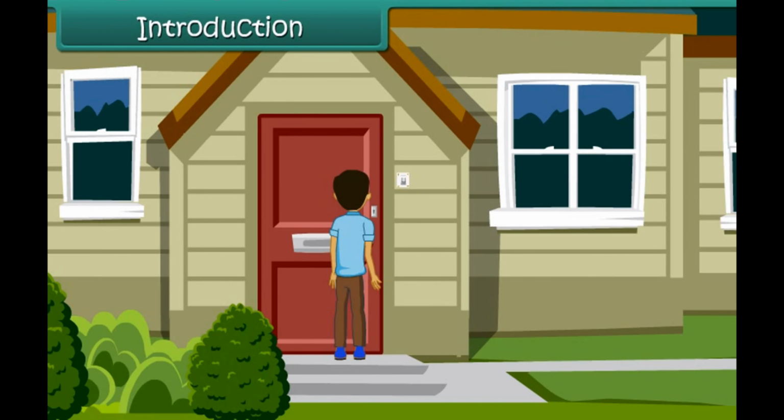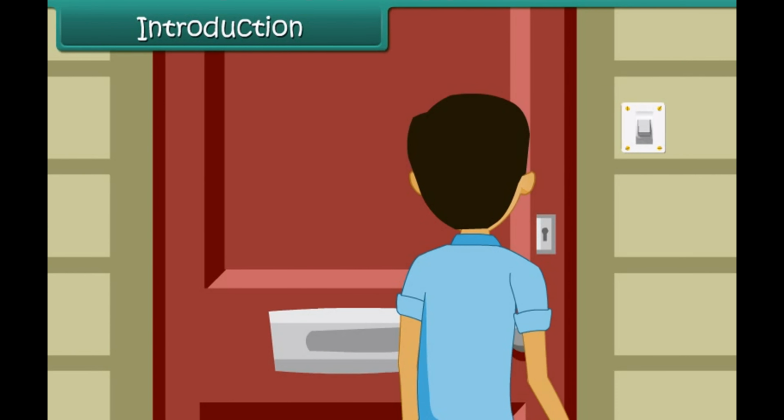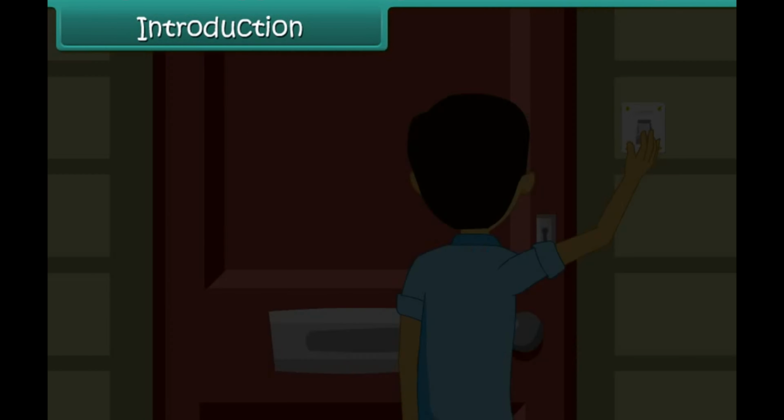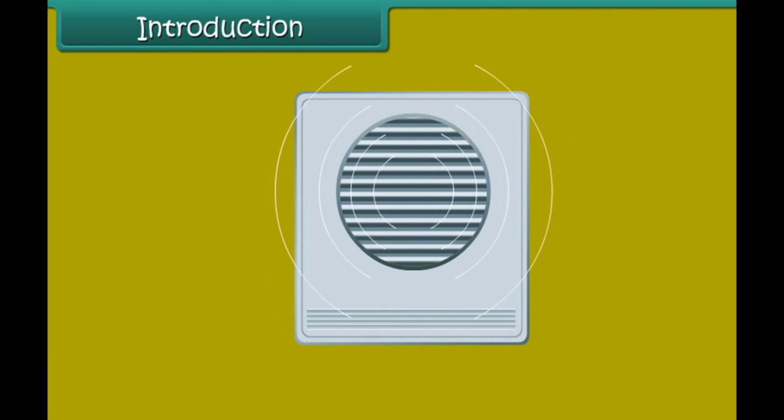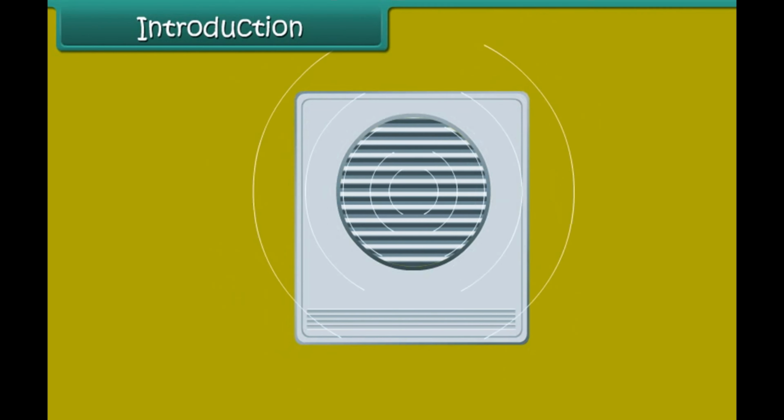When your friends come to visit you, they ring the doorbell. You hear the ringing bell and know someone is at the door. The electric bell produces sound using magnetic effect of electric current. Let us discuss the magnetic effect phenomenon of electric current in this module.